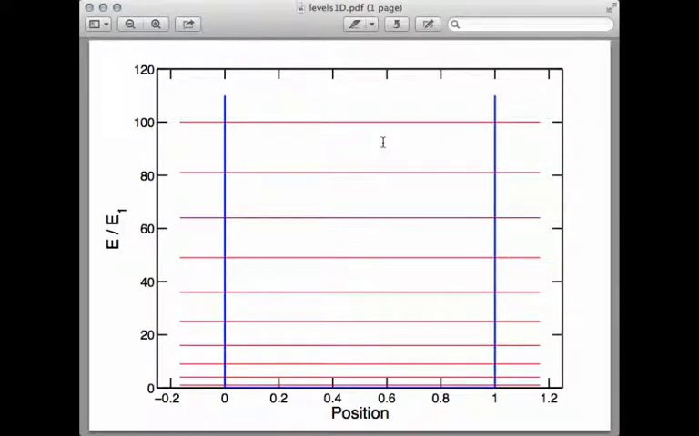Now, one last thing I want to emphasize with the particle in the box, and the two-dimensional box and the three-dimensional box, turns out to be incredibly important. So do pay attention, please.